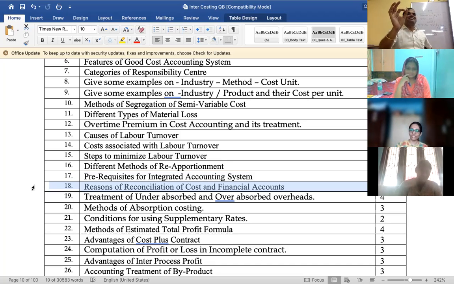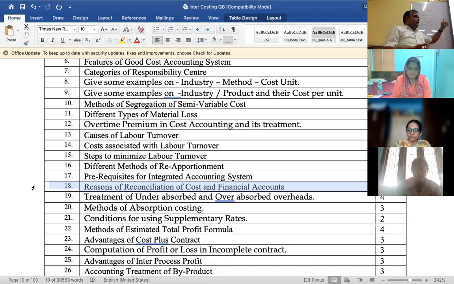When does reconciliation arise? Integral and non-integral. Only in case of a non-integral accounting system. The reasons for reconciliation: a few items are applicable only in financial accounting, different methods of depreciation, different valuation of stock, even undervaluation to overvaluation. Okay, very good.